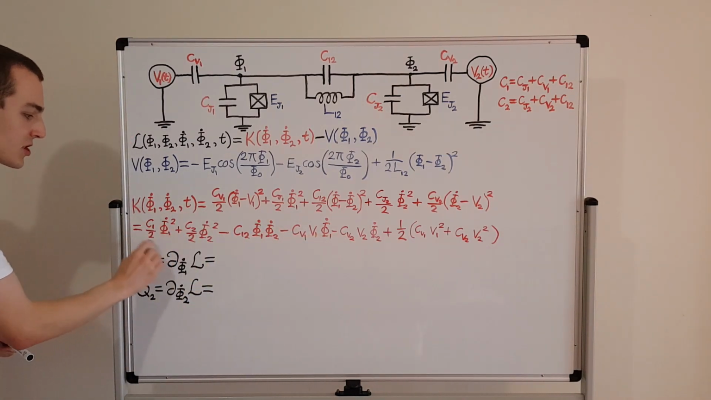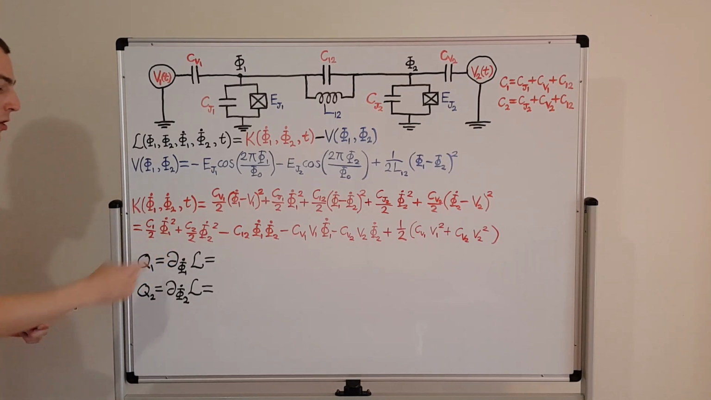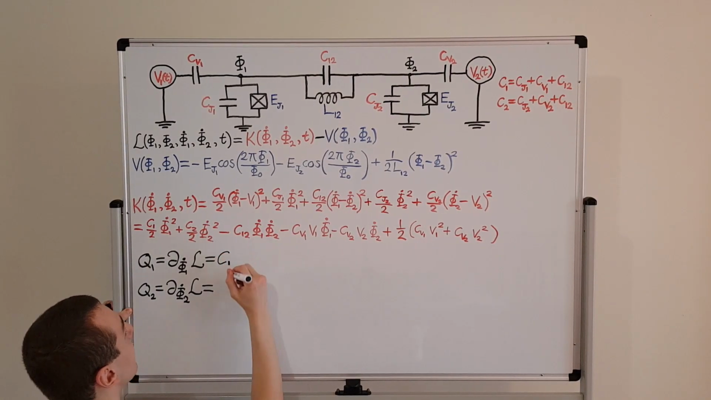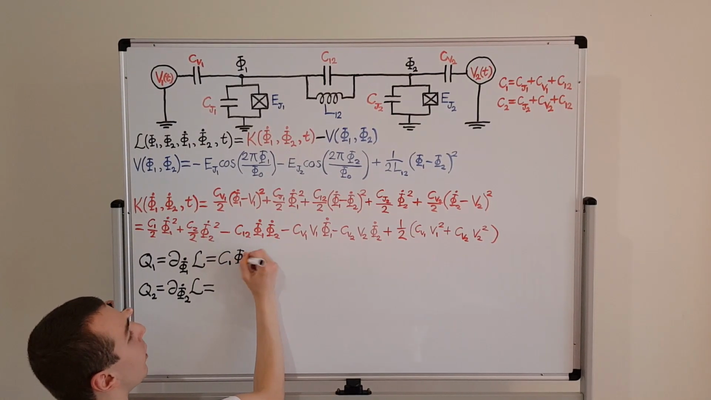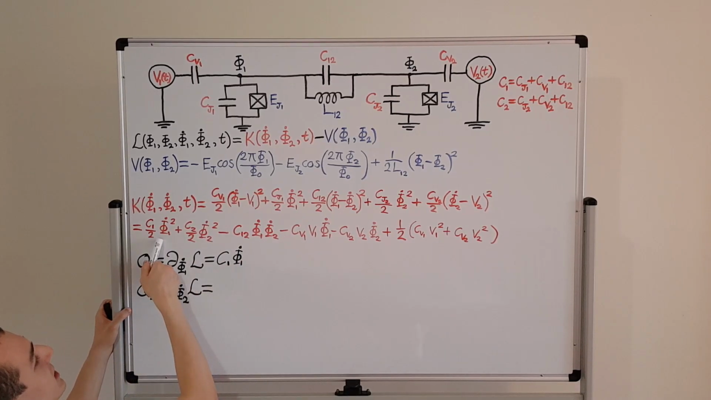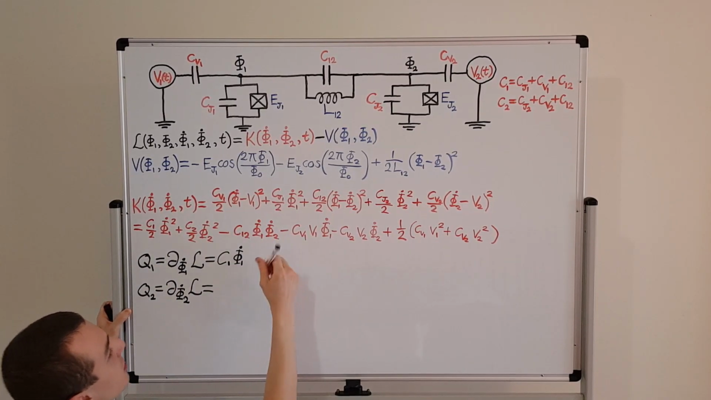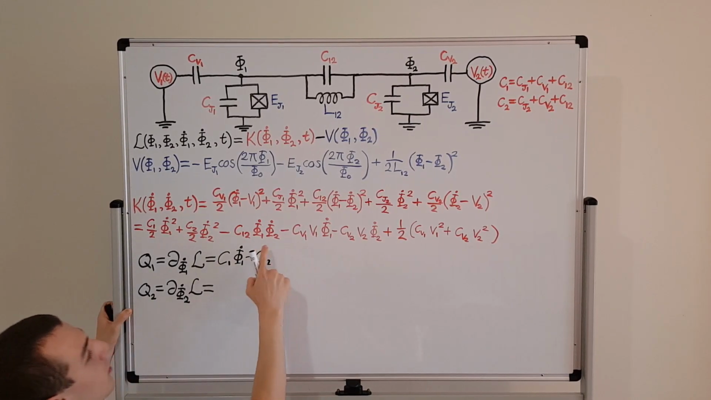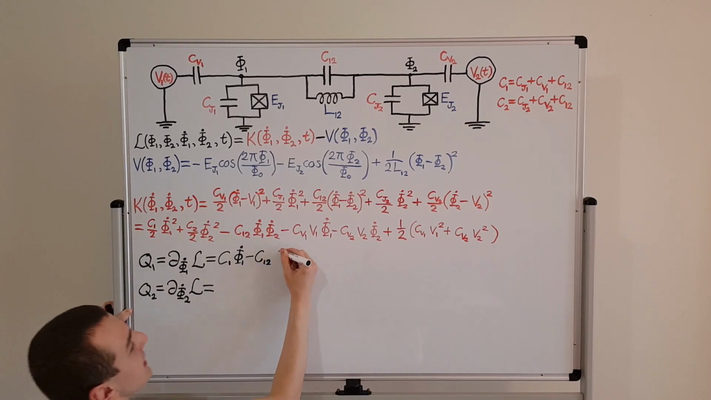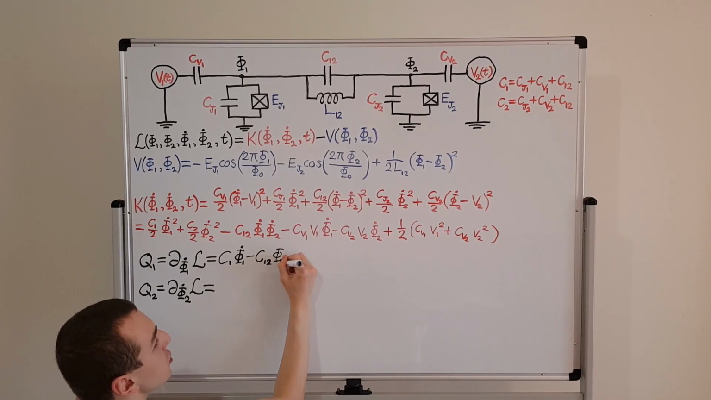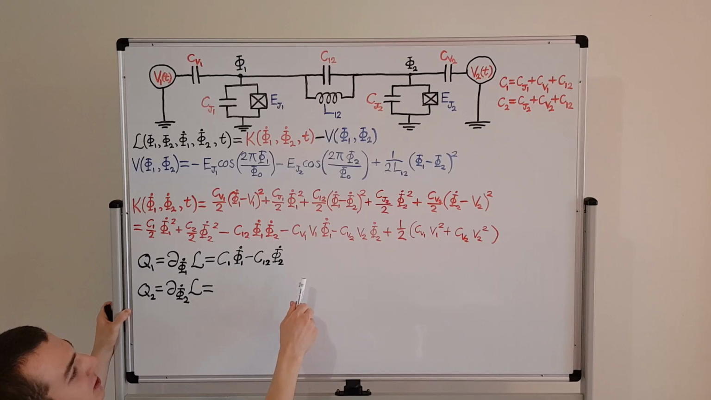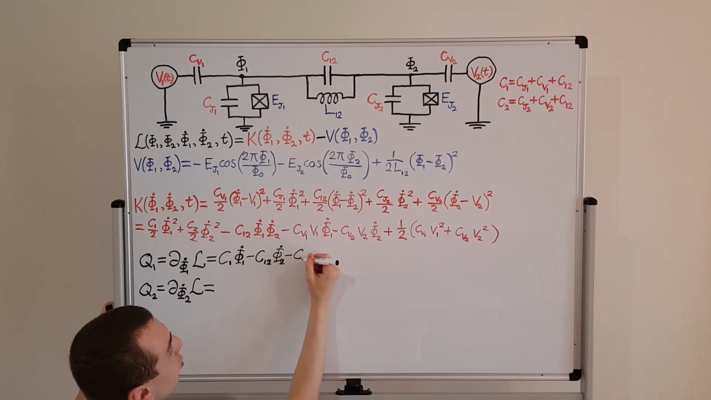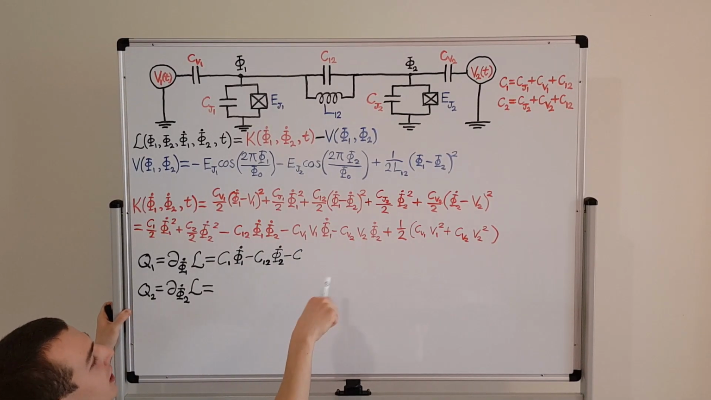First, let's have a look at this term. Here we see phi1 dot squared. We can use the power rule, and that's going to give us C1 phi1 dot. So that's from this term. Then this mixed term is going to give us minus C12, and when we differentiate with respect to phi1 dot, that's going to leave phi2 dot. And finally, there is a contribution from this term, which is just a constant with respect to the phi1s and the phi2 dots.